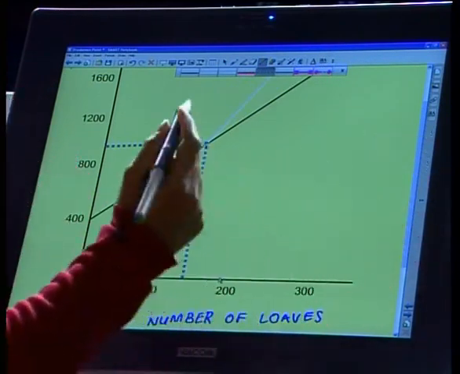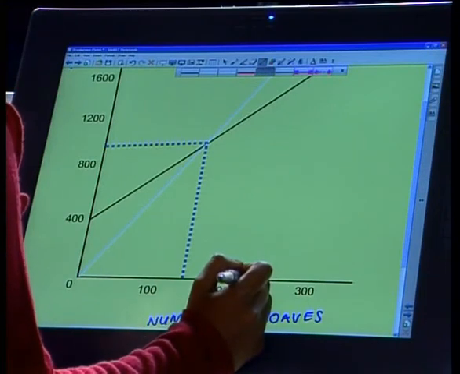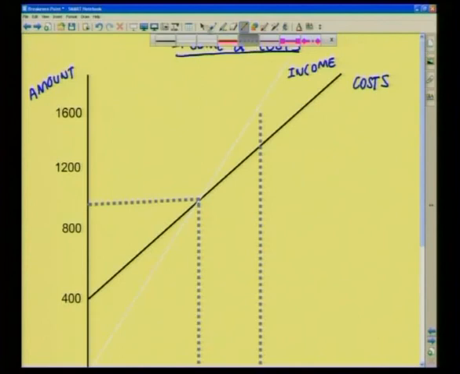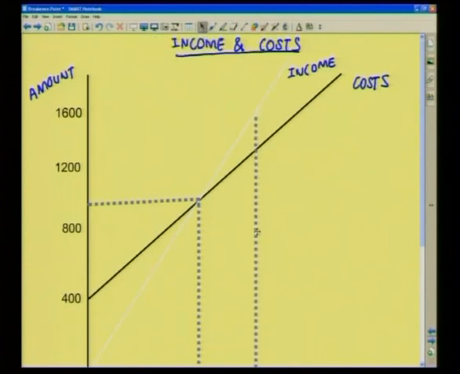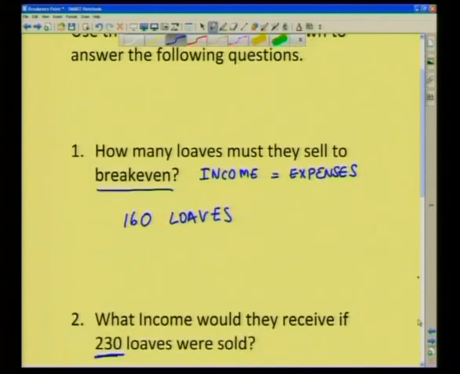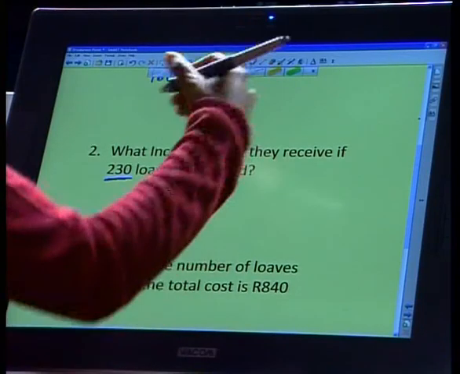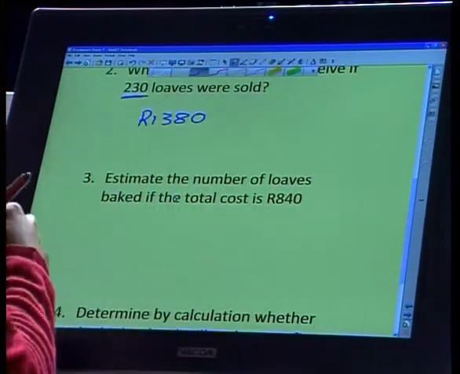We want to know the income that they're going to receive, so we need to go to 230 somewhere there. The income being the white graph. And all we're going to do is just read off from this graph where the 230 line would hit the y-axis. So we're going to go across from here. And that would be roughly midway between 1,200 and 1,600. You will be able to read this off accurately from the graph you have drawn. So it's approximately 1,380 rand, somewhere midway between 1,200 and 1,600.